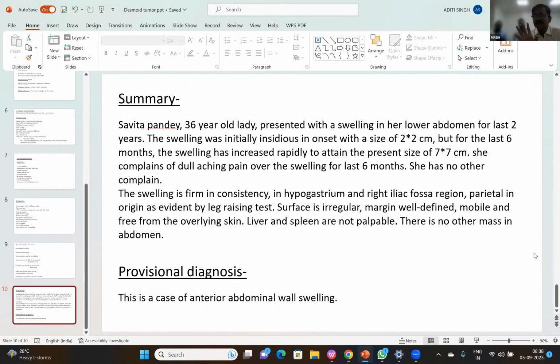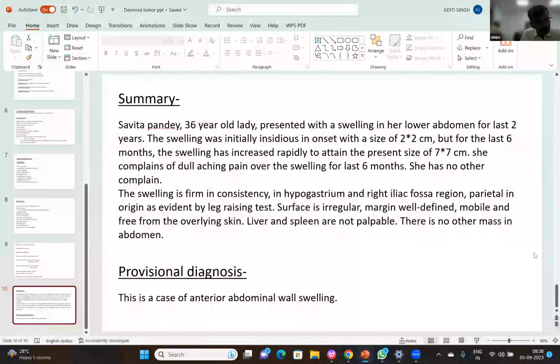An abdominal swelling may not be a clinical diagnosis. At the end of this, we have described so many things. At the end of this, I can give a diagnosis. At least you should try to give one. If I ask you to give a diagnosis, what diagnosis would you put forward in this patient? First of all, you have settled that this is a parietal swelling.